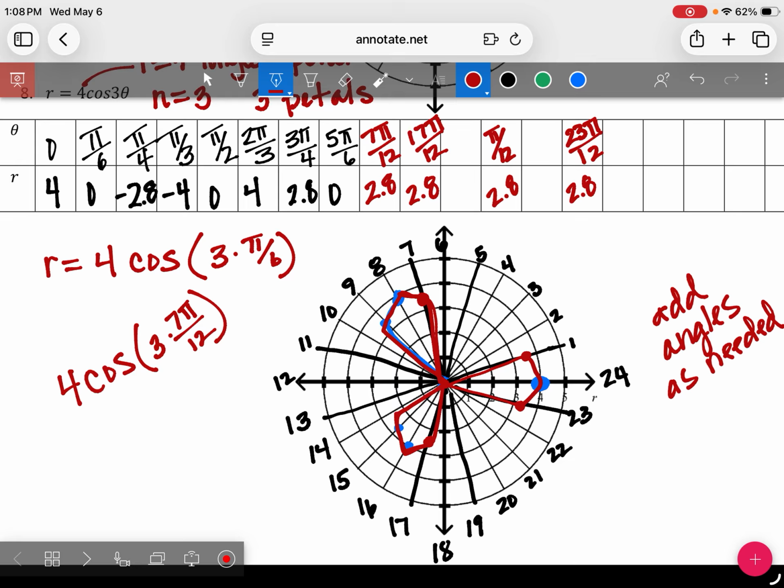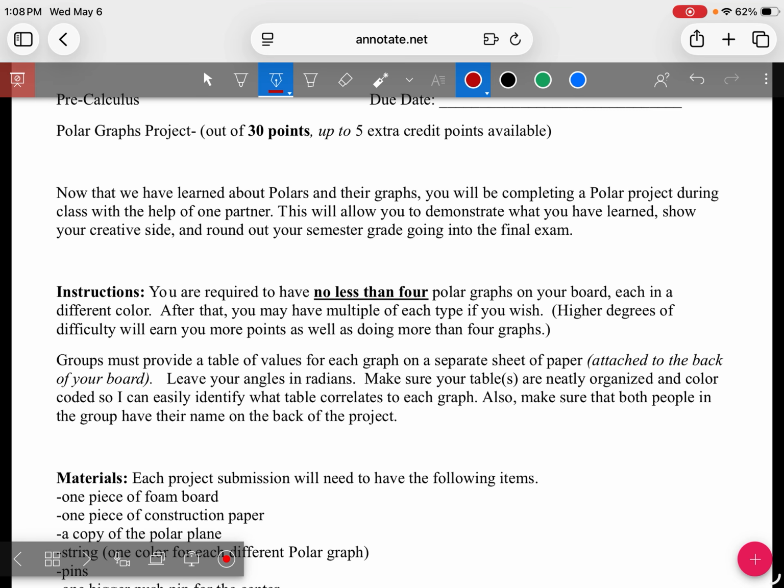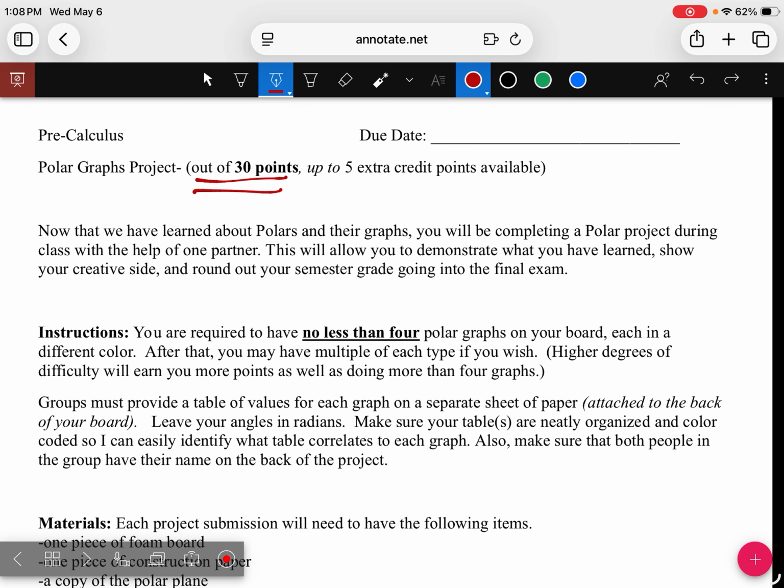So let's start talking about the project. So let's look at the rubric or at the directions, okay? Now the rubric is different depending upon how many people are in your group. So first thing first, this is a 30-point project. The due date is Friday, May 15th.